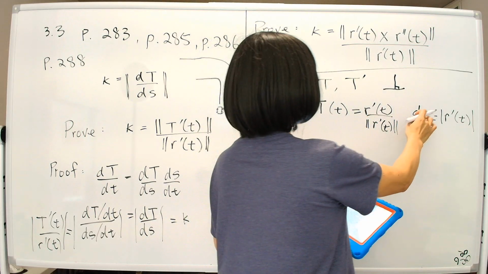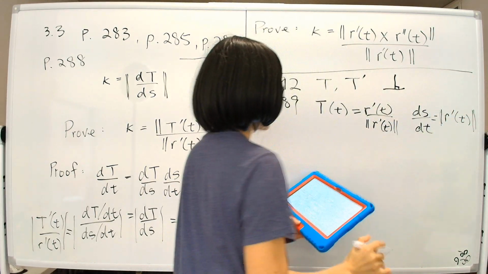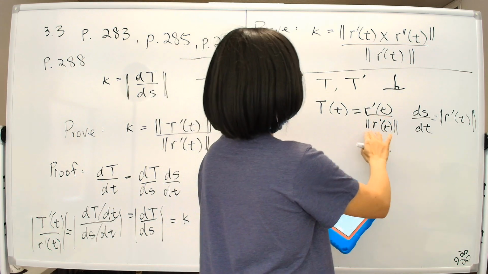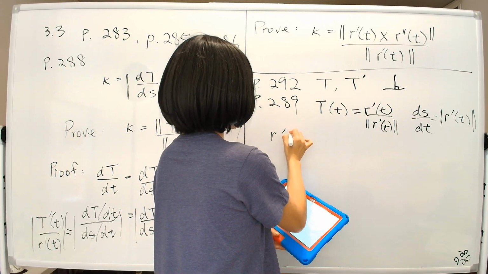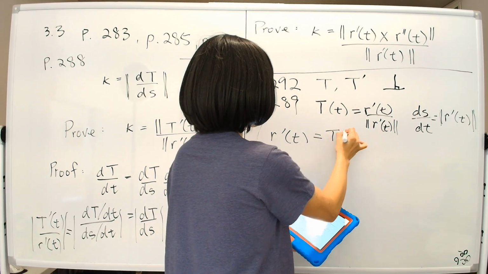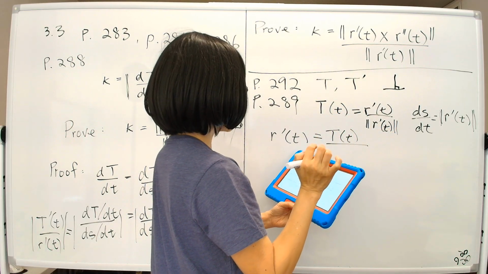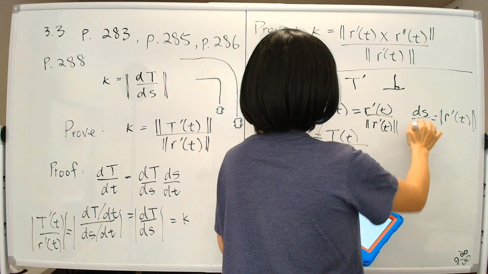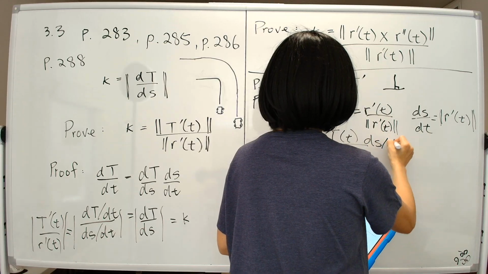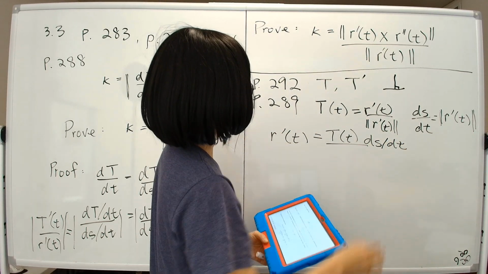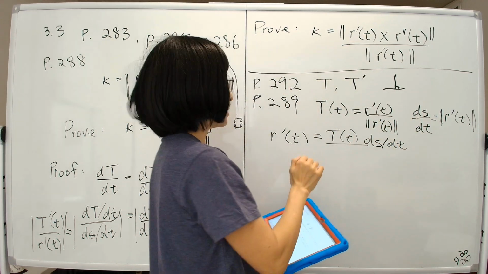Now we're going to rewrite stuff, so we'll plug that in here. It doesn't matter how many absolute value signs I use, they're the same thing. So we plug this in, and we get r prime of t equals T of t, the unit vector, times ds by dt, because ds by dt is the denominator. All right, so far so good.